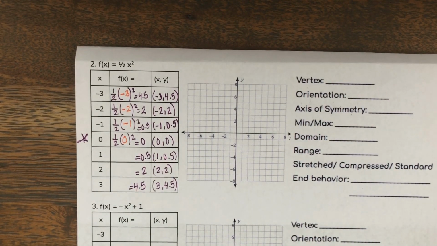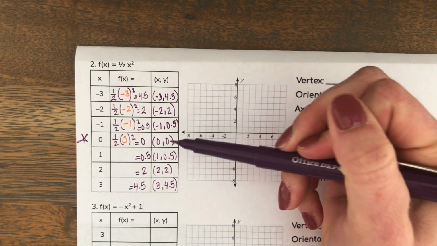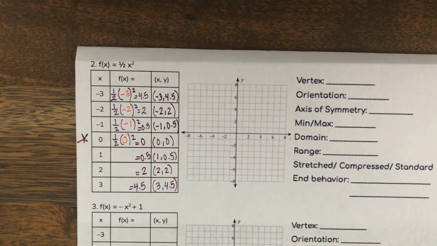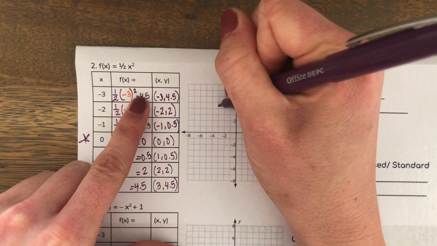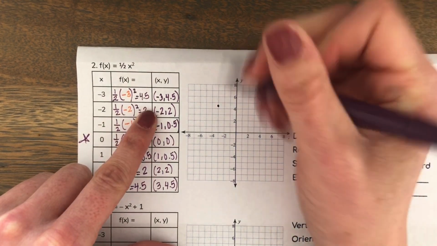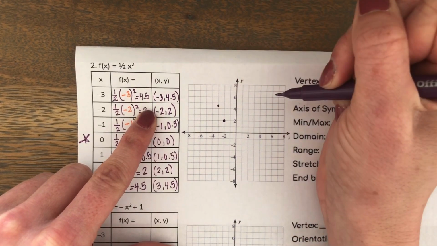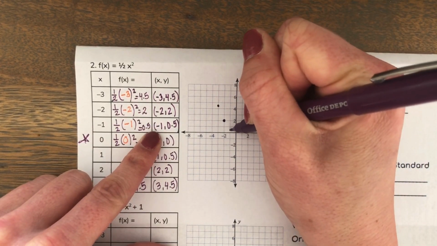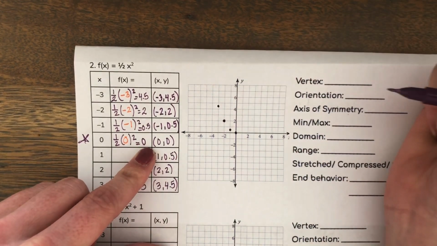And then now you just graph them. So again, you do want to make sure all your y values match because your points need to line up. So -3, 4.5, just guesstimate where that would be. -2, 2. -1, 0.5. And 0, 0.